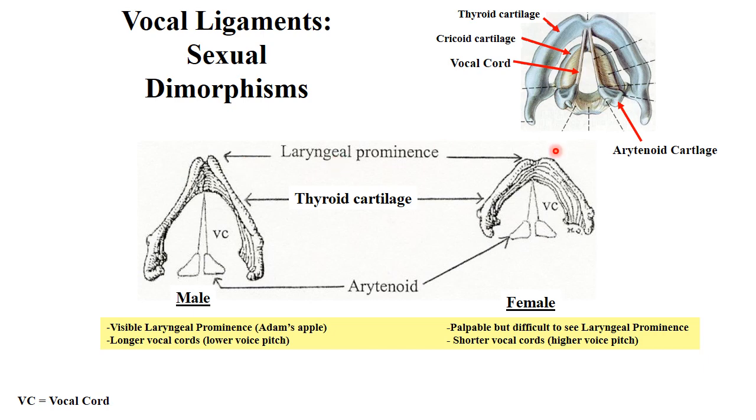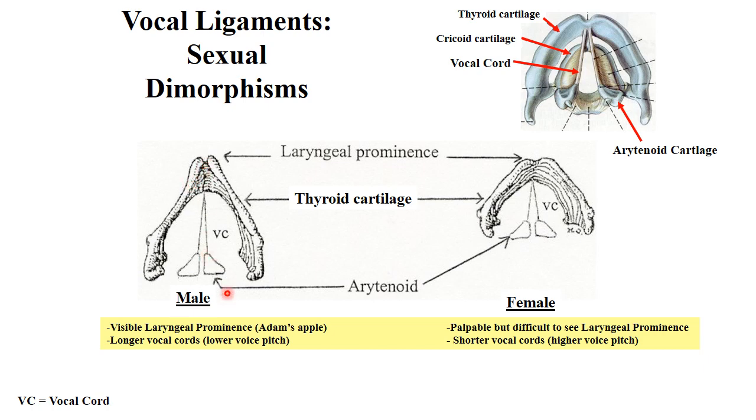Okay, everyone's got a laryngeal prominence, a palpable laryngeal prominence. But generally speaking, mature males also have a visible laryngeal prominence. Not only is it palpable, but you can actually see it sticking up and creating a bump in the skin. And that's what we commonly refer to as the Adam's apple, a visible laryngeal prominence.